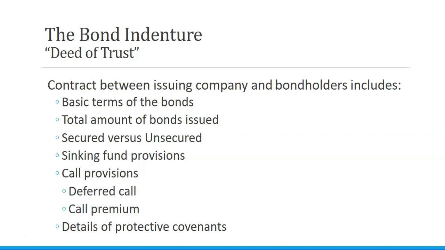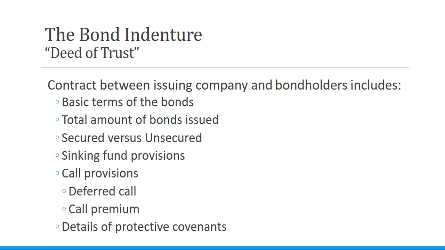So the basic terms of the bonds. What's the maturity on the bond? What is the coupon on the bond? Is it annual or semi-annual? What's the par value? What's the total amount of bonds being issued? So are we issuing 100 bonds or 200 bonds or 1,000 bonds?